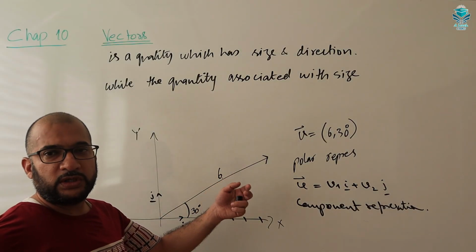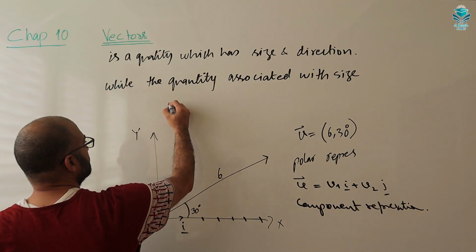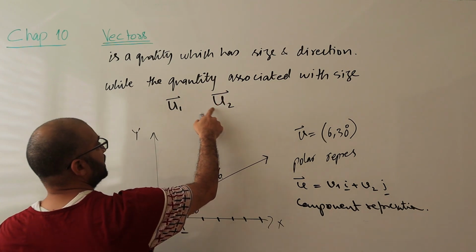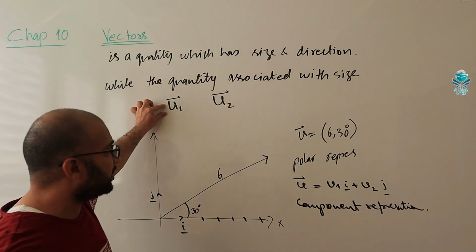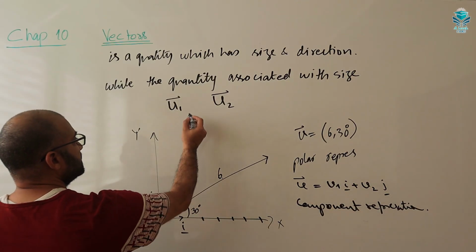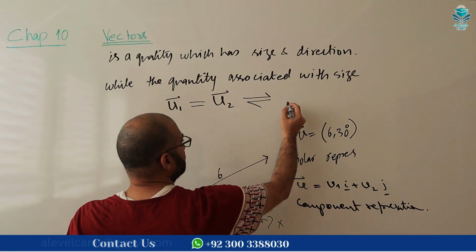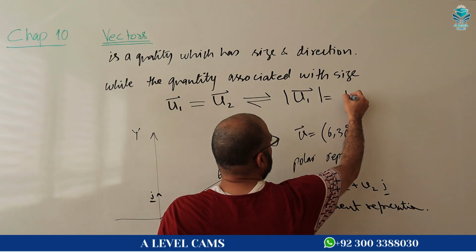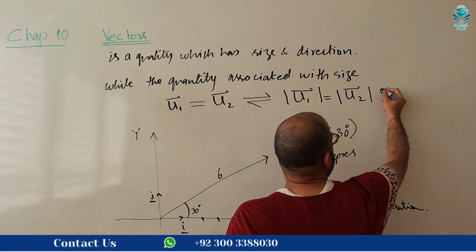Now we talk about equal vectors. Let's say there are two vectors, one is u1 and the second is u2, with an arrow meaning these are vectors. If I do not mention the arrow over the letter, it means we are considering a scalar. We say that these two vectors are equal if and only if the size or magnitude of both vectors is the same and also the direction is the same.